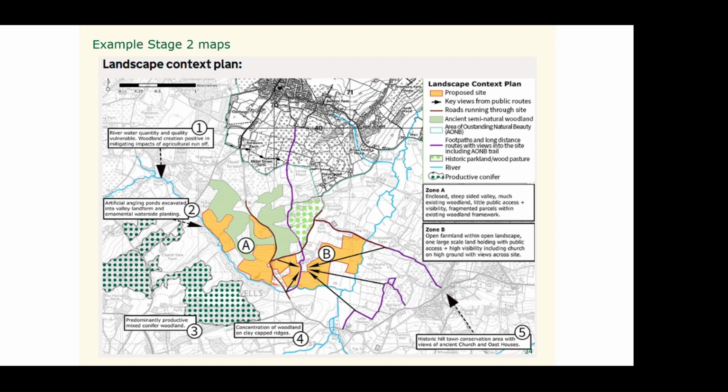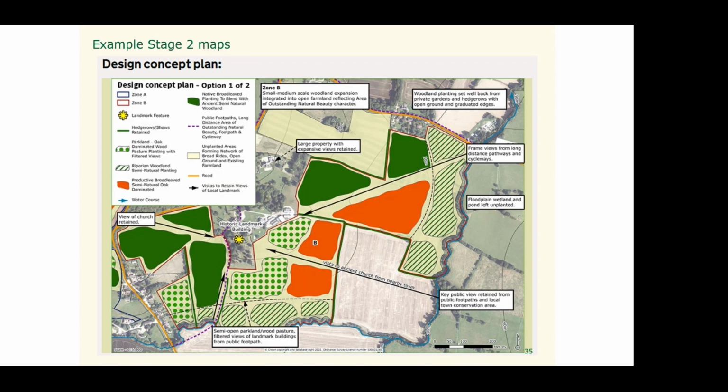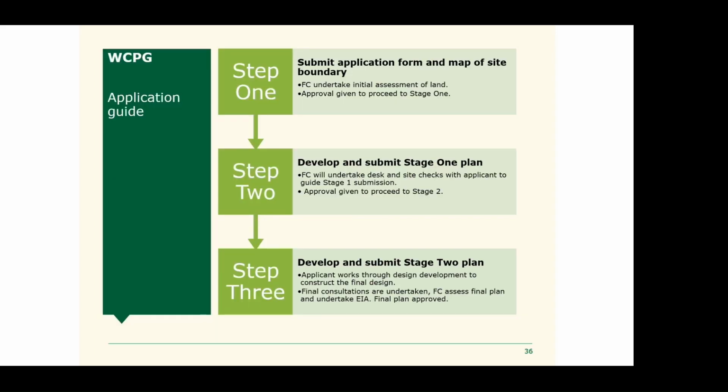Sorry, these are a few of the examples that we've gone through of stage 2 maps. As you can see, there's zoning, interest, key points, pinch points within it, and I think Richard is going to touch upon a lot of this in much deeper detail.